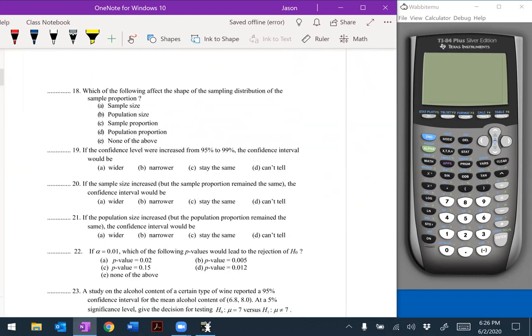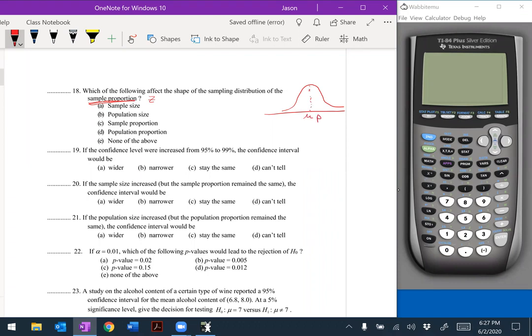Which of the following affect the shape of the sampling distribution of the sample proportion? So sample proportion, what affects the shape of this thing? Well, for proportions, what do we use? We use a z-score, right? Why? Because for a sampling proportion, when we take enough samples, we get a normal distribution.